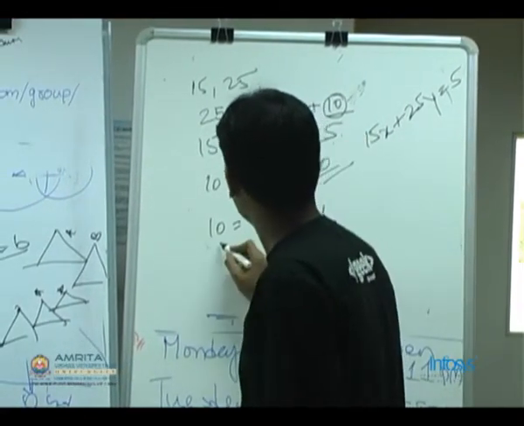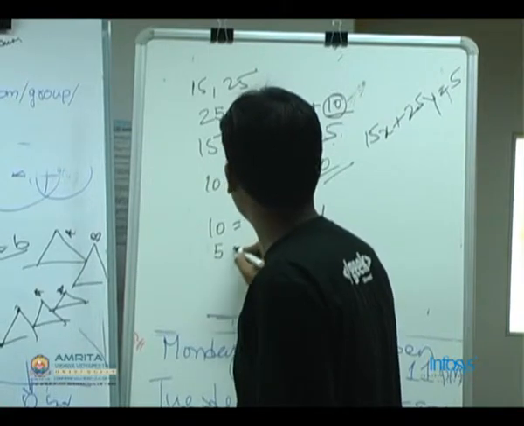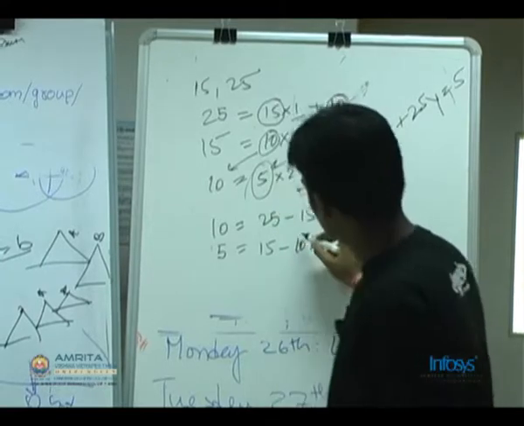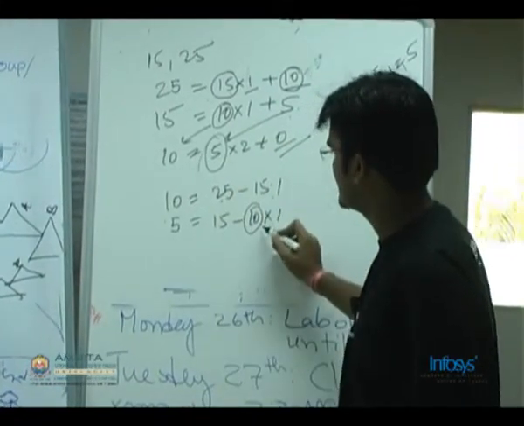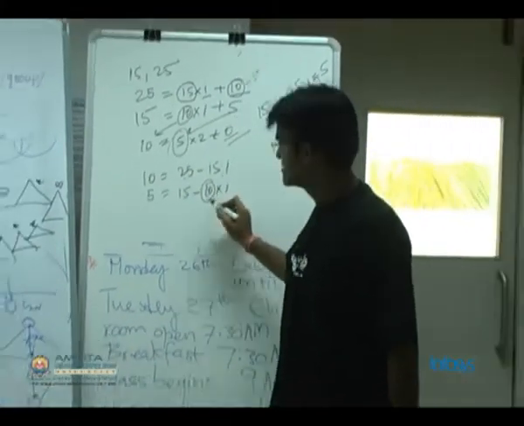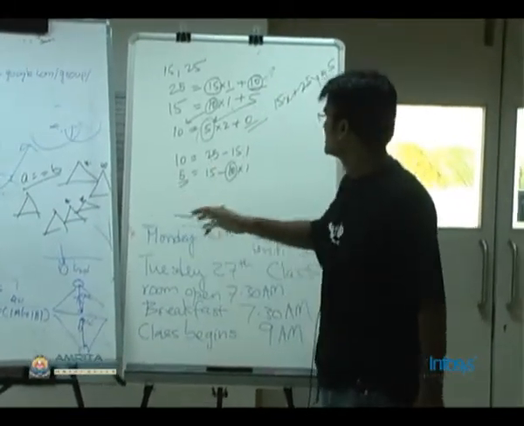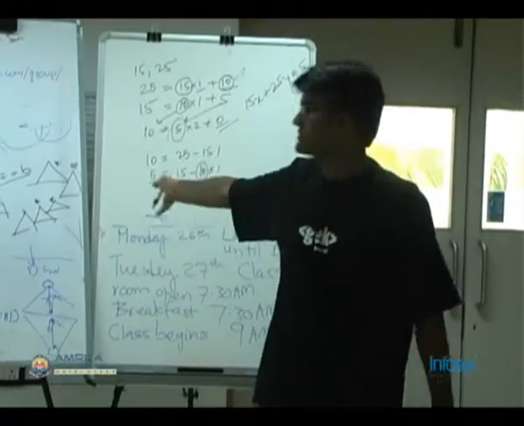From this equation we can get 5 is equal to 15 minus 10 into 1. We already know 10 in terms of 25 and 15, so we can substitute it here. So this way we'll get 5 in terms of 15 and 25. This was only a two-step method, so it became very easy.